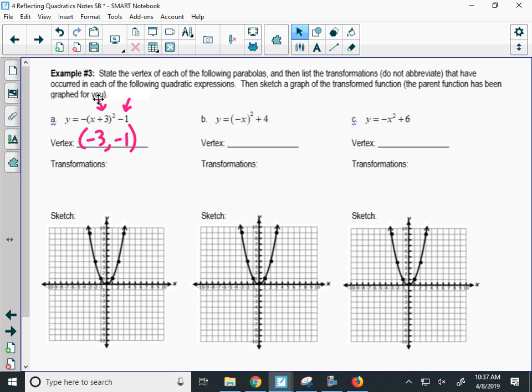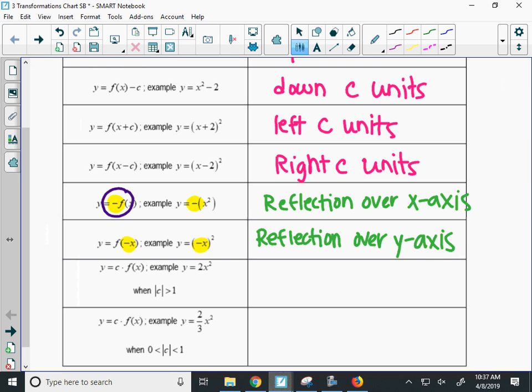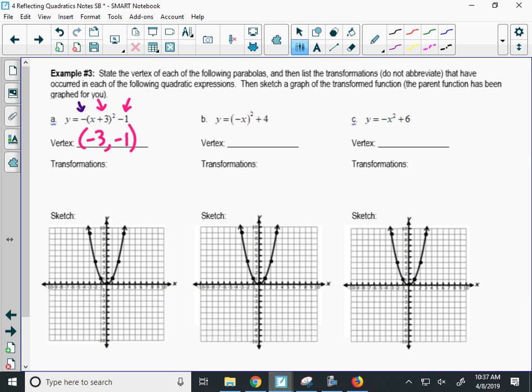Now when I do transformations, we list them from left to right. Okay, so on the left here, I have a negative in front. And we said a negative in front is a reflection over the x-axis. So this graph is going to reflect over the x-axis. The plus in the parentheses means I went left 3, and minus 1 means down 1. So here's what we're going to do. You're going to take each of the points on this parabola and complete those transformations.